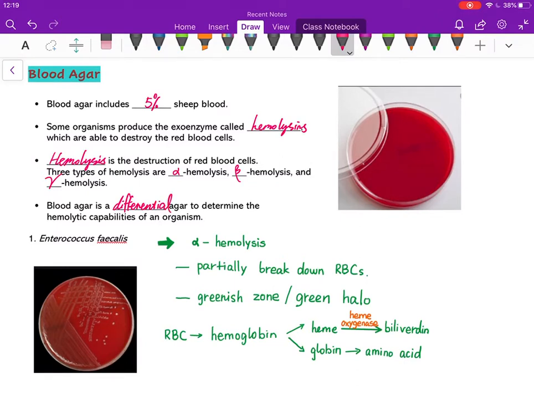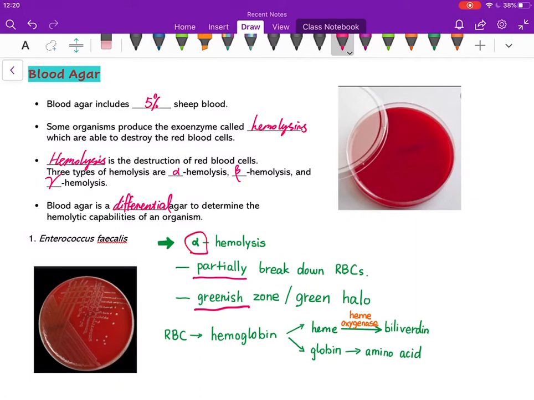To determine the hemolytic capability of an organism, which means to test the ability of an organism to break down the red blood cells. For the first plate here, we were using Enterococcus faecalis. We can see the hemolysin produced by Enterococcus faecalis partially destroys the red blood cells, with a greenish zone. And this is alpha-hemolysis.